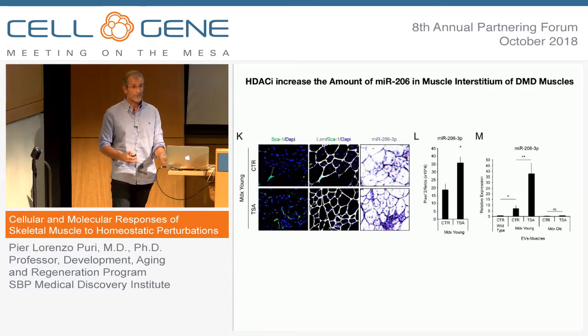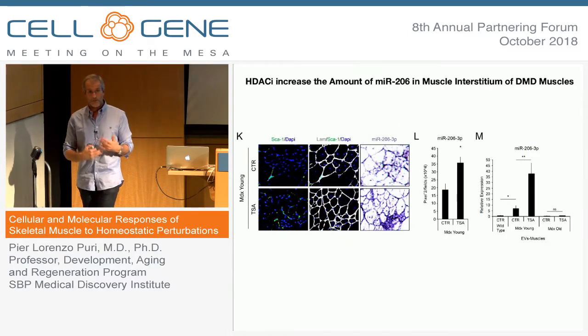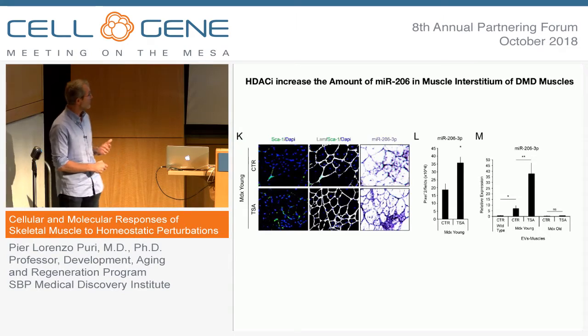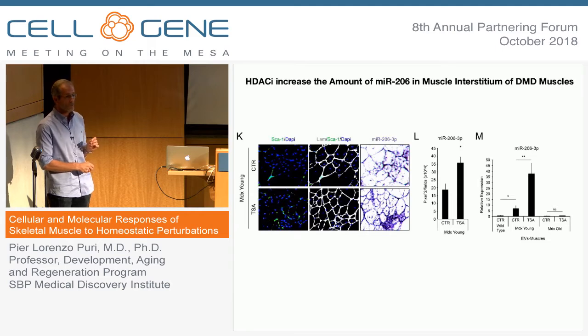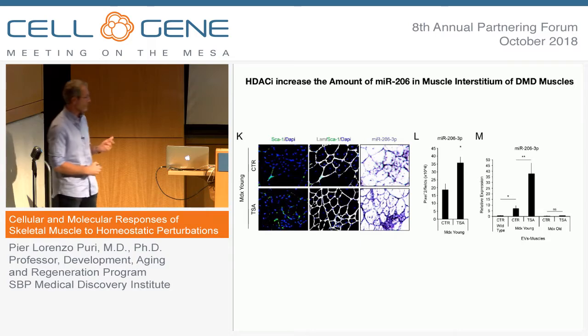And when we use the HDAC inhibitors in the mouse model of Duchenne muscular dystrophy, we could see a clear increase of the 206 signal in the interstitium of skeletal muscles, very often in coincidence with the presence of fibroadipogenic progenitors.